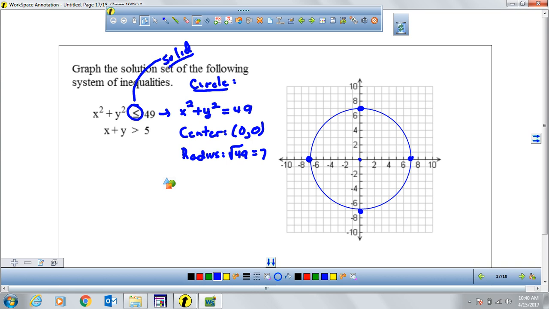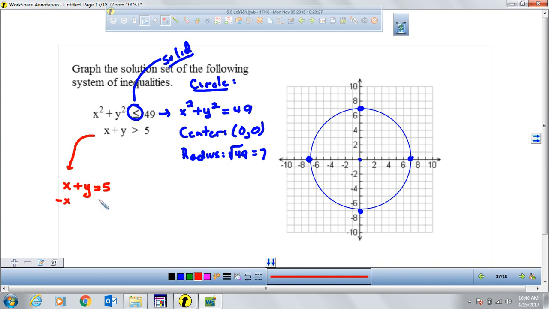Okay, next one. Now we are going to graph the second equation. The second equation is a linear equation: x plus y equals 5. For that, we need to put it in y equals mx plus b form. So subtract the x, and that gives us y equals negative x plus 5.